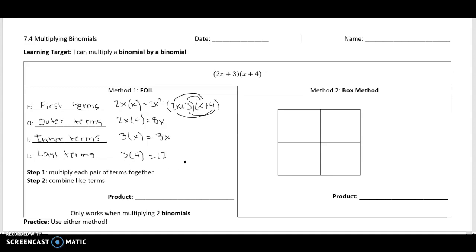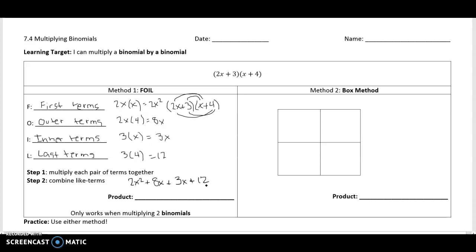Okay? Once you have all of these terms, it's simple, you add them all up. So you multiply each pair, which we just did, and then you combine your like terms. So this just becomes a big addition problem. So here's what it would look like written out. You would have my firsts were 2x squared, my outers are 8x, my inners are 3x, and then my lasts were 12.